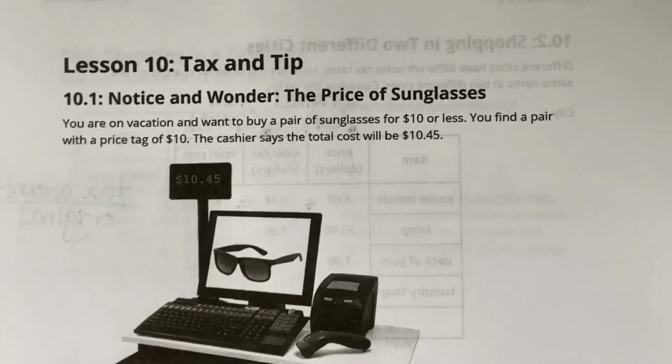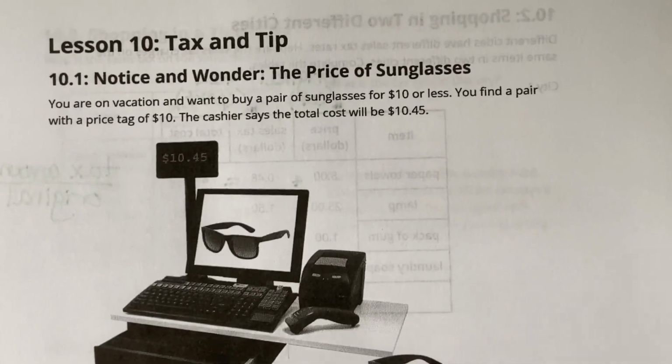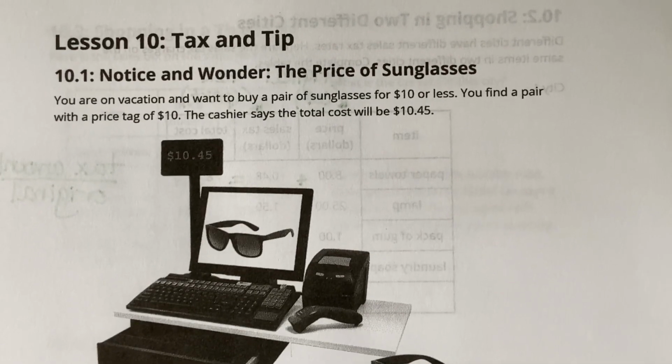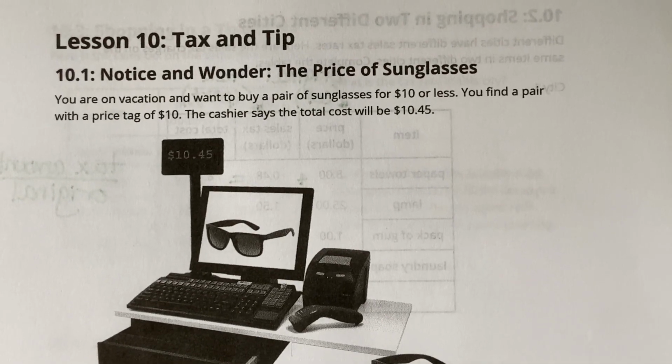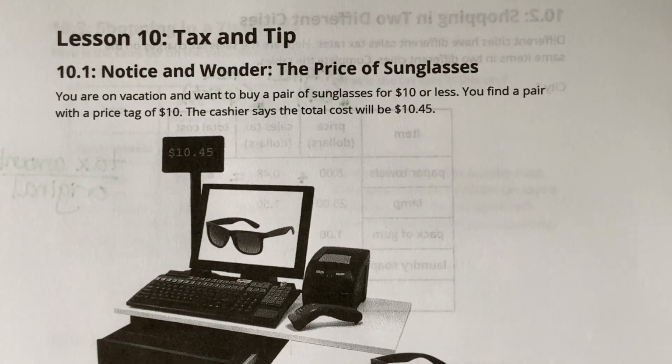We're gonna keep going on with tax and tip, which are gonna be life lessons you need to know. All right, so this one is just notice and wonder. It says you're on vacation and want to buy a pair of sunglasses for $10 or less. You find a pair with a price tag of $10. The cashier says the cost will be $10.45.